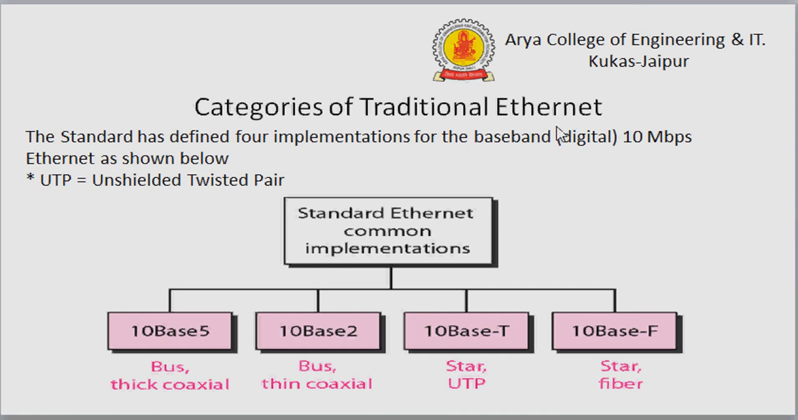Now the categories of traditional Ethernet. The standard defines 4 implementations for the baseband digital 10 Mbps Ethernet, as shown below. There are 4 categories of traditional Ethernet.